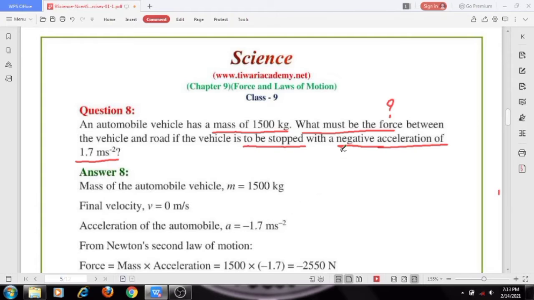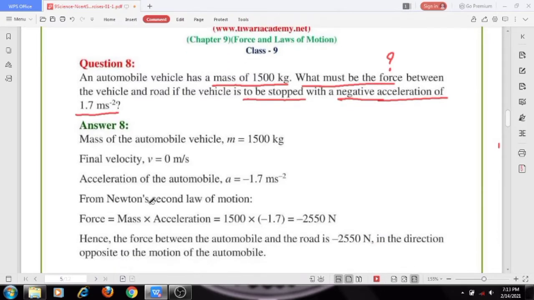Now we have the mass value, the final velocity, and the acceleration. What we have to find is force. If I consider Newton's second law of motion, we know that F equals ma. I need to find force. Do we know mass? Yes, they have given the mass. And we need acceleration. Do we know acceleration? Yes, that is minus 1.7 meter per second square. So easily we can find the answer, even though they have given one more value, the final velocity. You should not get confused with this.